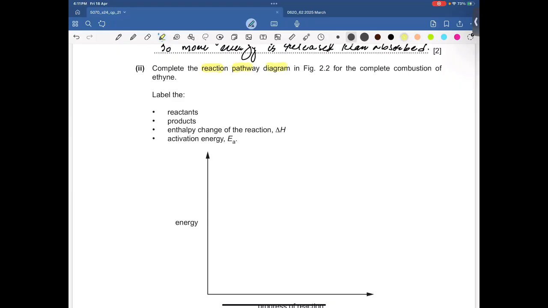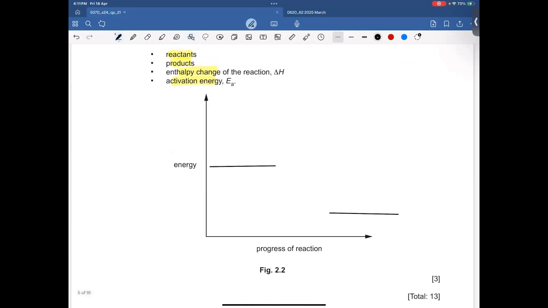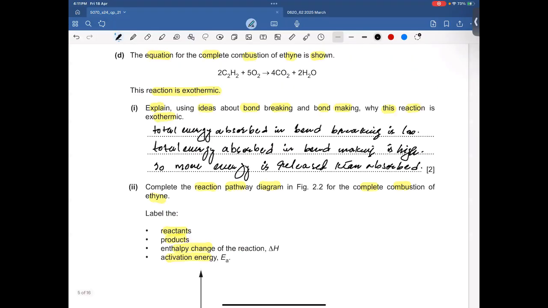Complete the reaction pathway diagram for the complete combustion of ethyne. Label the reactant products, enthalpy change and activation energy. For any exothermic reaction, the energy of the reactants is greater while the energy of the products is lower. Let me label the reactants and products with respect to this equation.